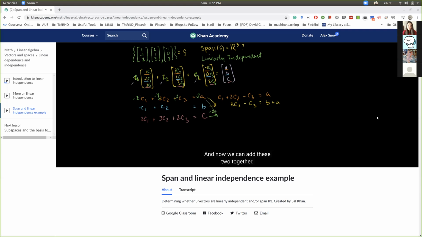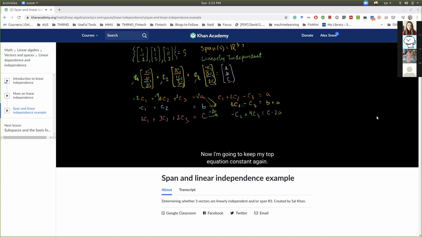And now we can add these two together, and what do we get? The 2C1 minus 2C1, that's a 0. Don't have to write it. 3C2 minus 4C2, that's a minus C2. And then you have your 2C3 plus another 2C3. So that is equal to plus 4C3 is equal to C minus 2A. All I did is I replaced this with this minus 2 times that. I got this. Now I want to eliminate.